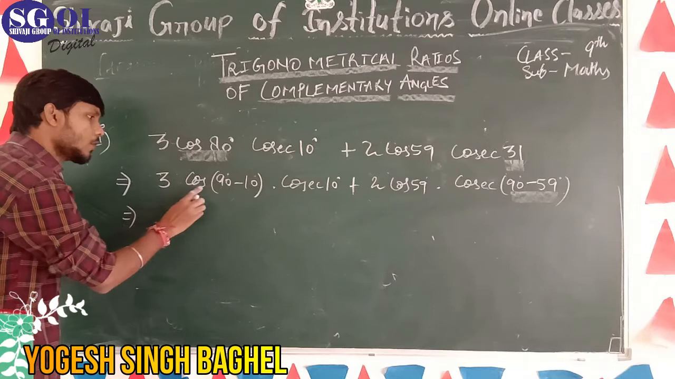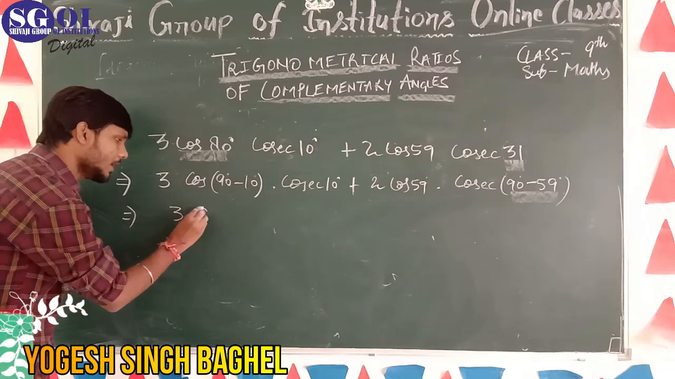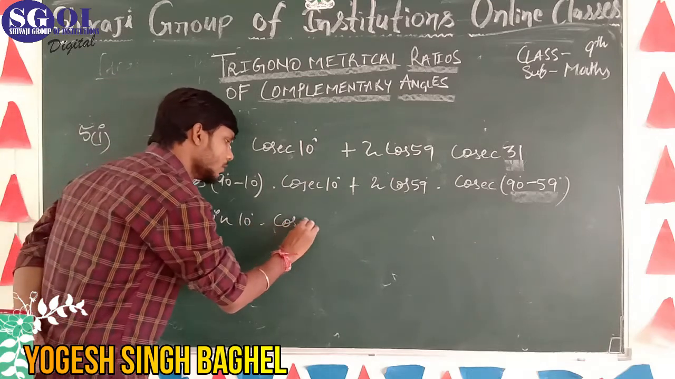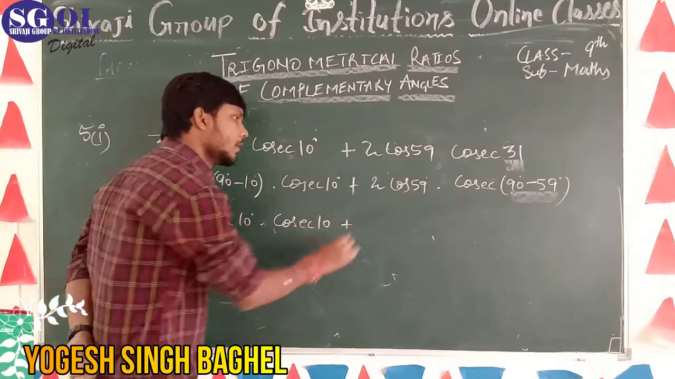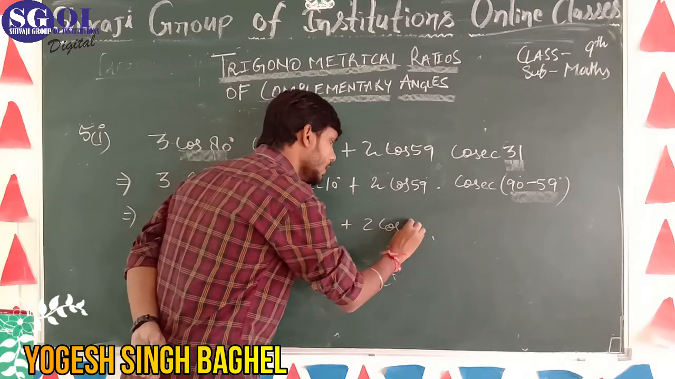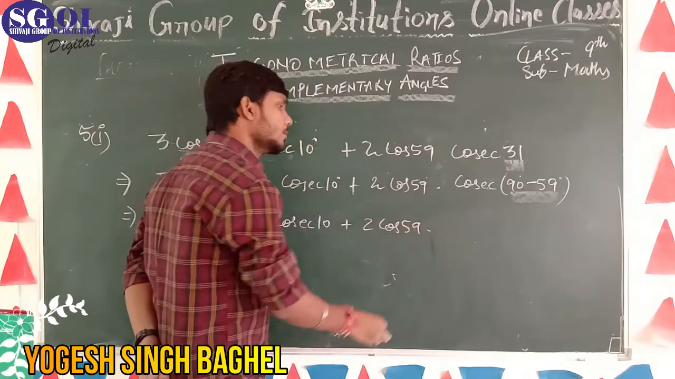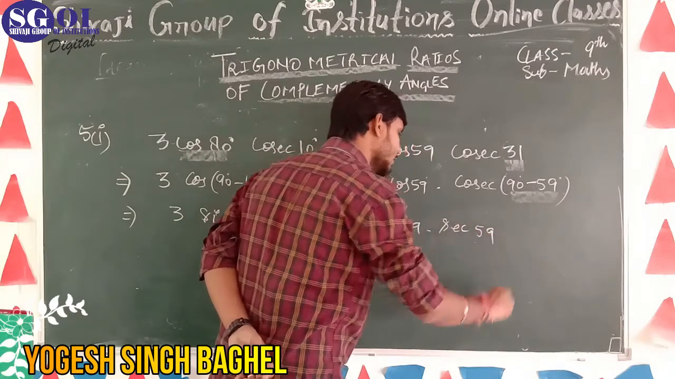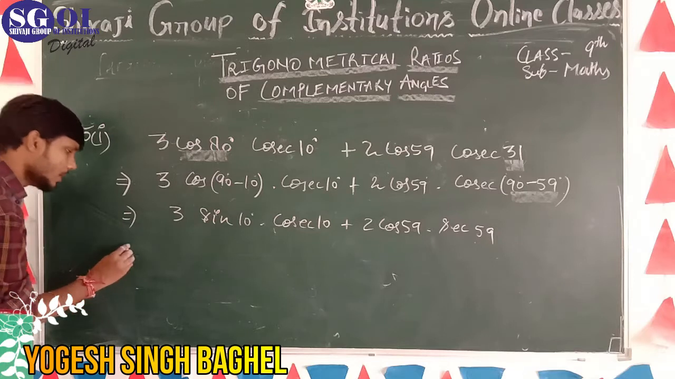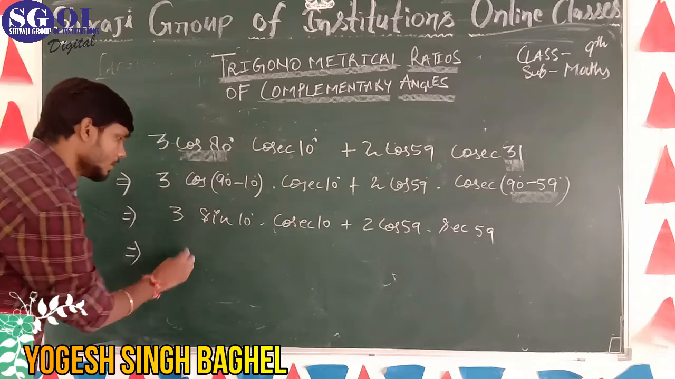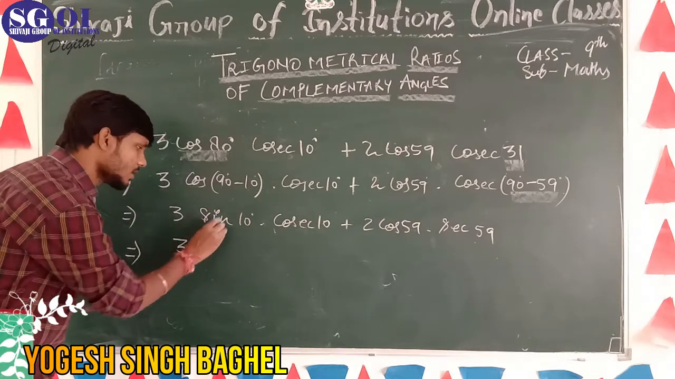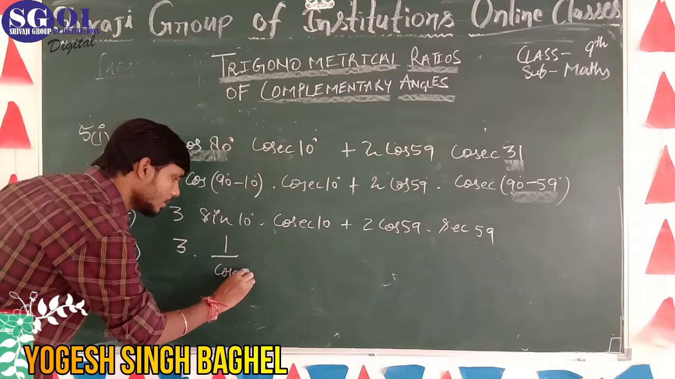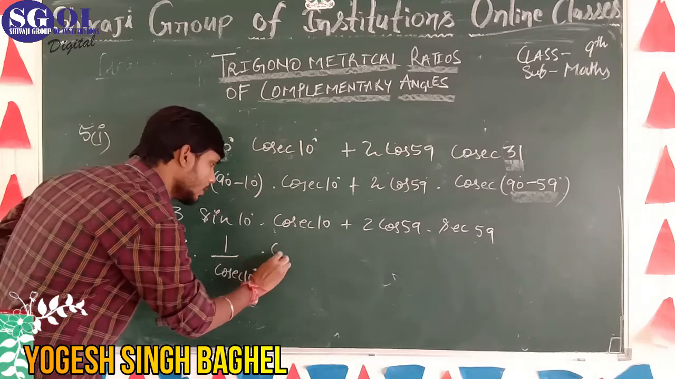Now cos(90 minus theta) is sin theta, so it comes sin 10 degree into cosec 10 plus 2 cos 59 into cosec(90 minus theta), which is sec theta, it means sec 59. Now, as we know the reciprocal relation, we use it here: sin 10 is 1 upon cosec 10.